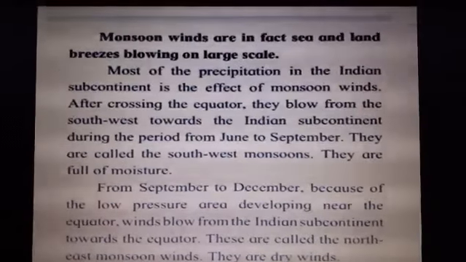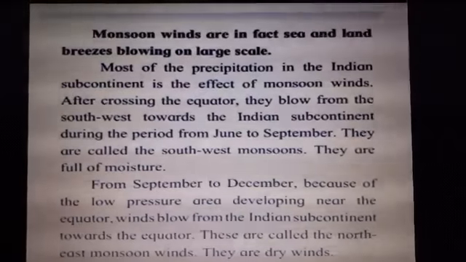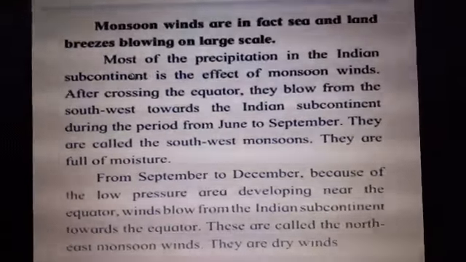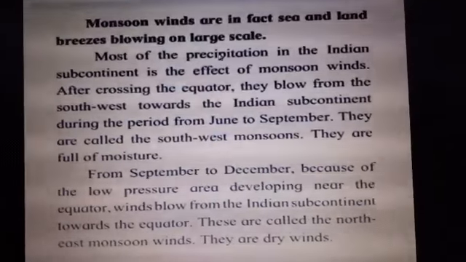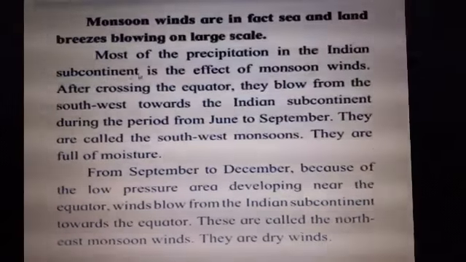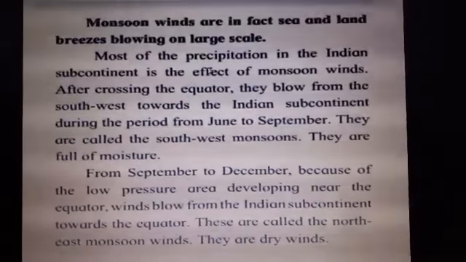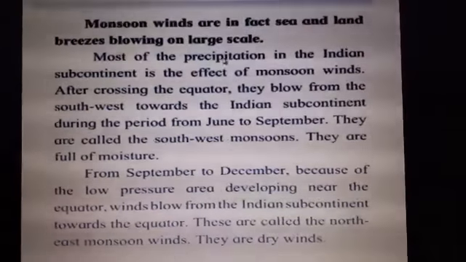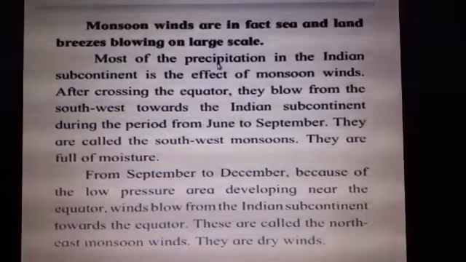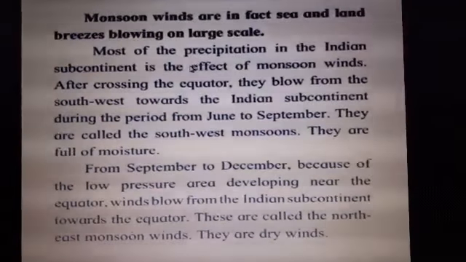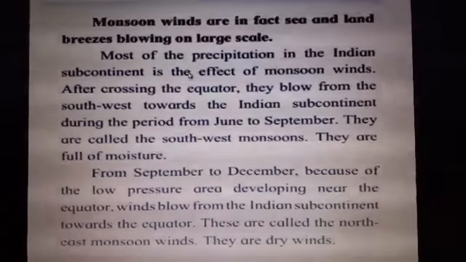Now let us see most of the precipitation. Now precipitation means what? Rainfall. Most of the precipitation in the Indian subcontinent is the effect of the monsoon winds. The thing is what? The rainfall which we receive, precipitation, the maximum rainfall which we receive in our Indian subcontinent is due to the effect of the monsoon winds.